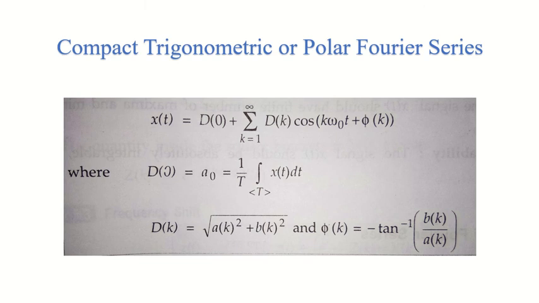The change here is the value of dk. We didn't have this term in the base form, but we have it in the polar form. And how do we represent it? dk is nothing but the square root of ak square plus bk square. And there is one more term, the phase phi k. Phi k is given as the tan inverse of bk divided by ak. So that is the equation for your compact trigonometric function.